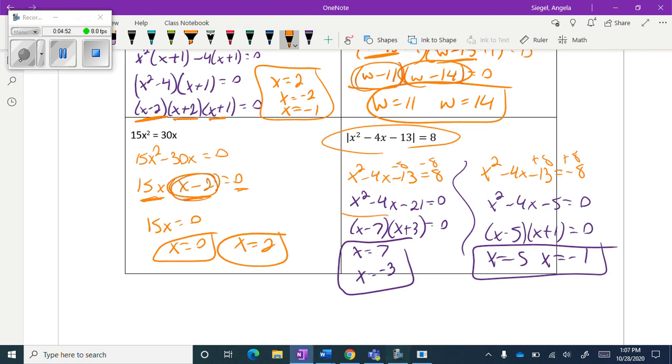Okay, so we ended up with the 2 equations, x squared minus 4x minus 21 equals 0, and x squared minus 4x minus 5 equals 0. When I did each of these, I actually have 4 different solutions here.